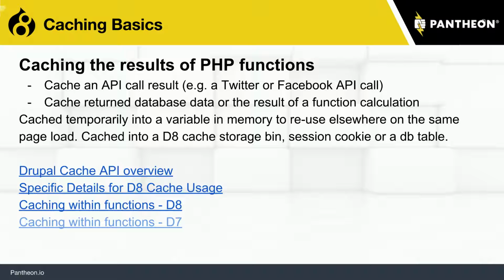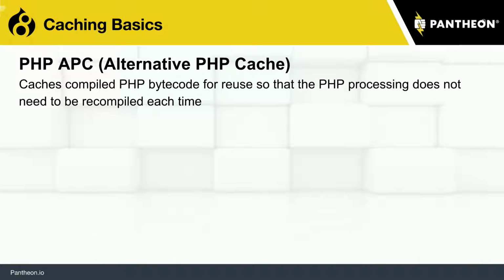You just go, someone makes a call to this function. Is it in the cache? No. Oh, then do it over. Cache it now. Next time someone calls, is it in the cache? Yes. Don't do it over, just return it. So that's basically what goes on when you cache in functions. That's the alternative PHP cache.